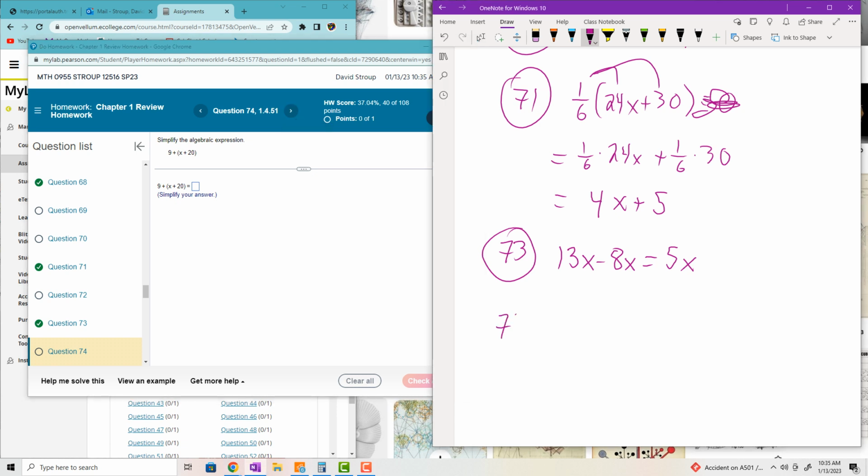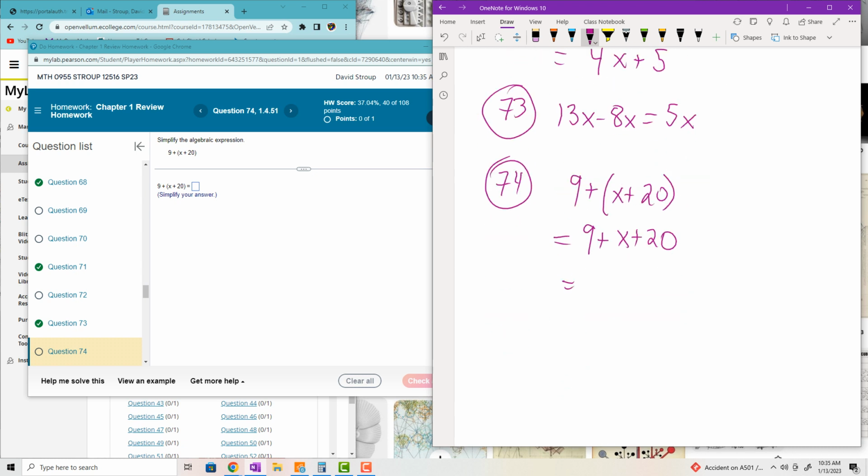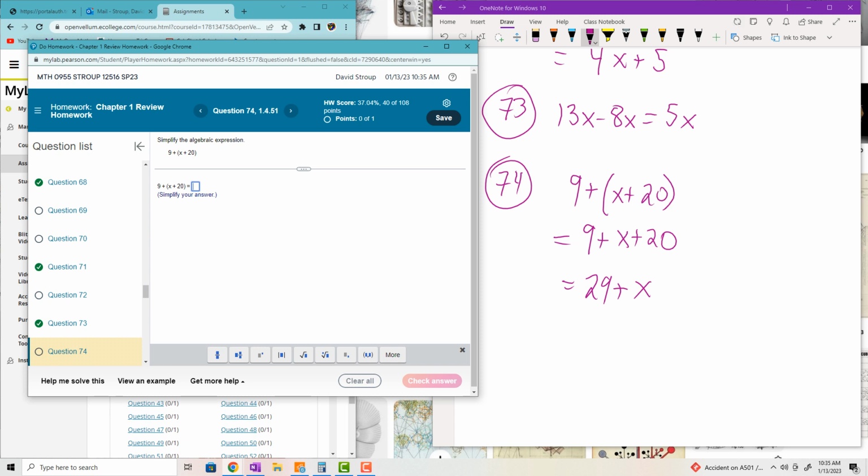Simplifying this weird algebraic expression, the parentheses are not necessary in this problem. So to simplify it, you could just reimagine it as 9 plus x plus 20. Okay. And then you can add together the 9 and the 20, you'll get 29, and then plus x, and that would be your answer. Usually we like to put the variables first, so let's put x first, plus 29. Okay, good.